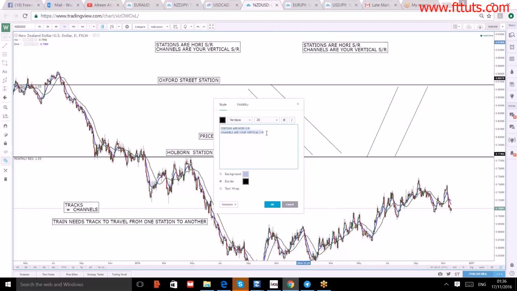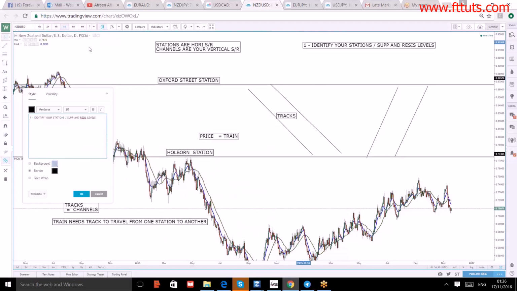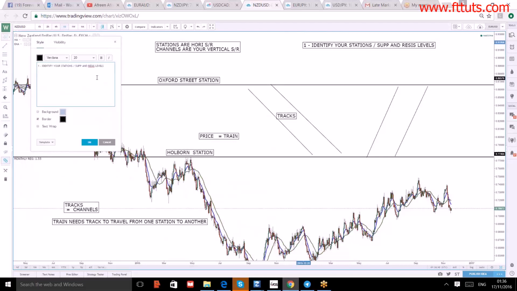Guys, remember, human beings move the market, and that's why it is all based on human psychology, philosophy, human mindset. The first thing will be what? Identify your stations. Support and resistance levels, guys. Agreed? Say yes if you agree. Okay, that is one. Stations.